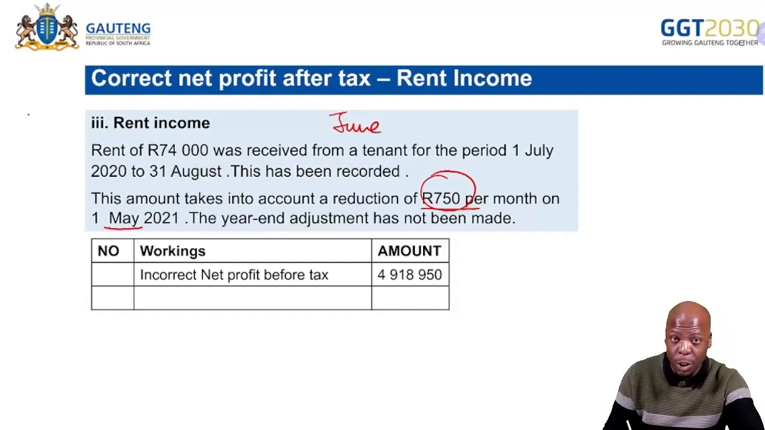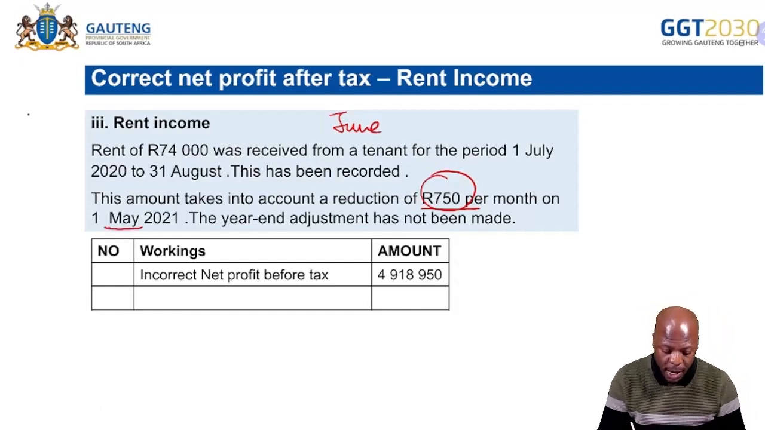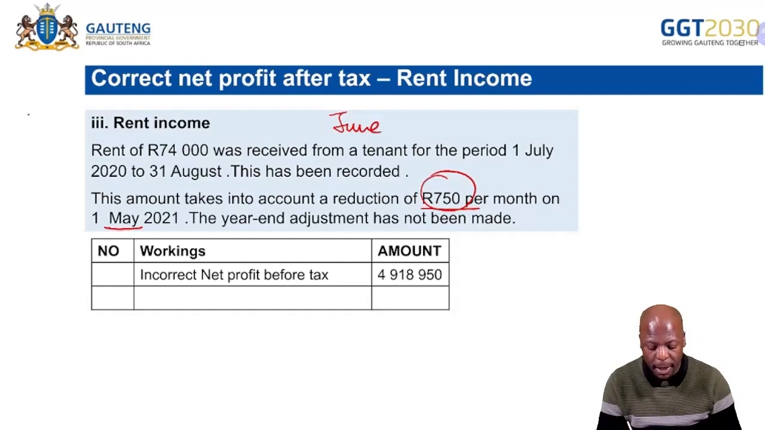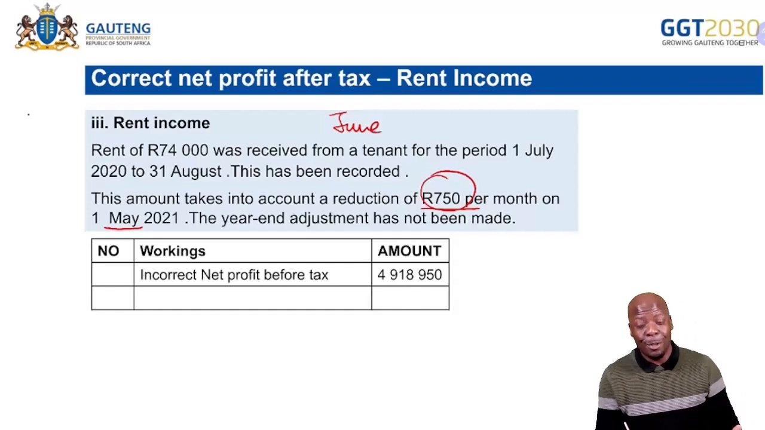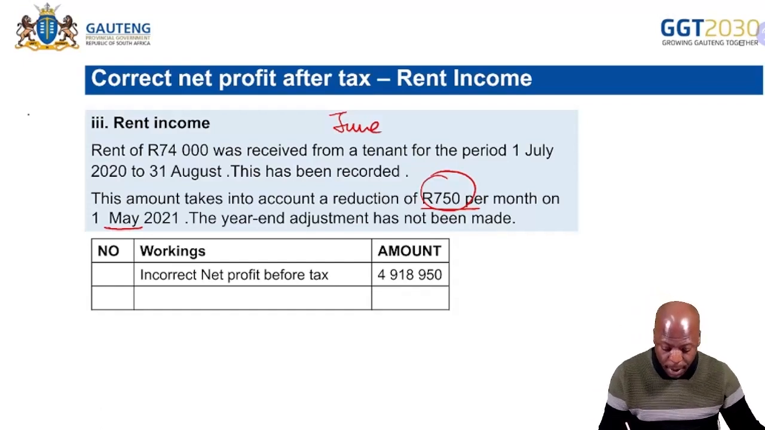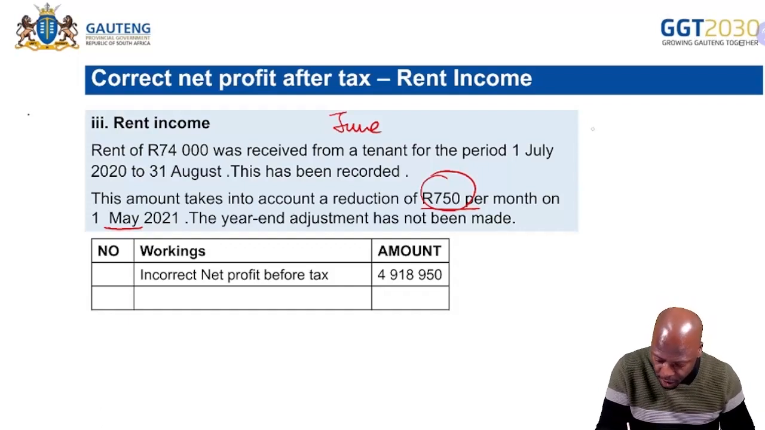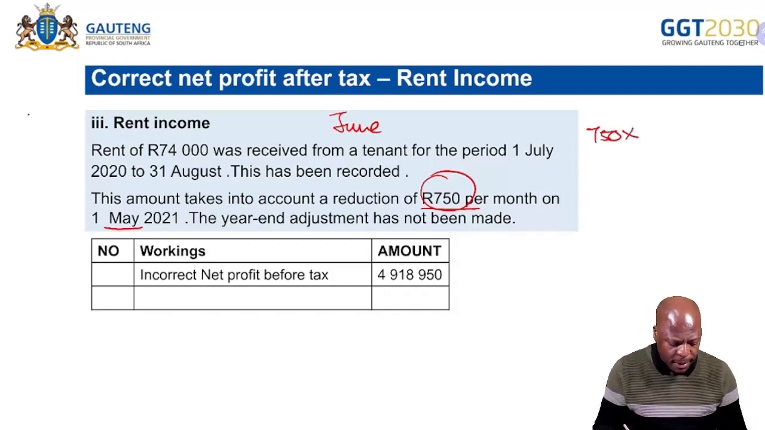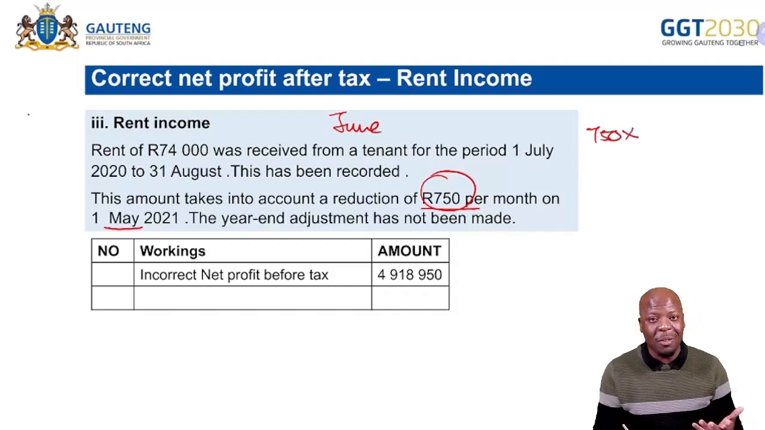Very important, you need to know your dates. The adjustments have not been made. In other words, they want us to do adjustments for them. Let's see if we can assist them. Now, rent has been reduced by how much? 750. Here's my 750. For how many months has it been reduced? Now you need to count literally.